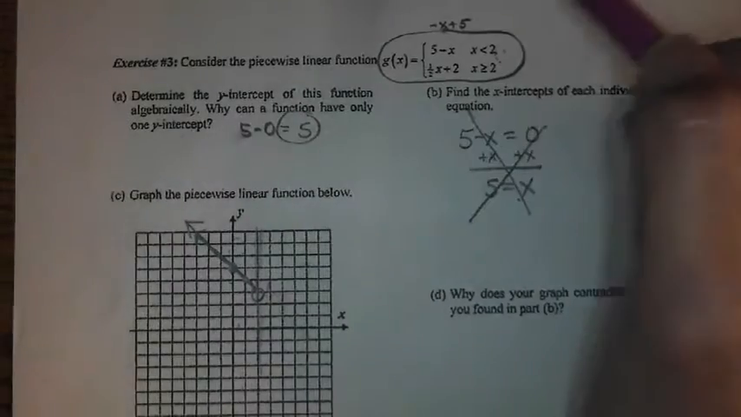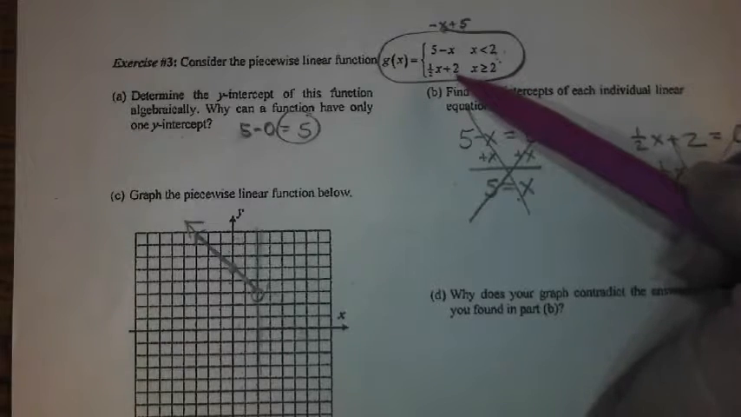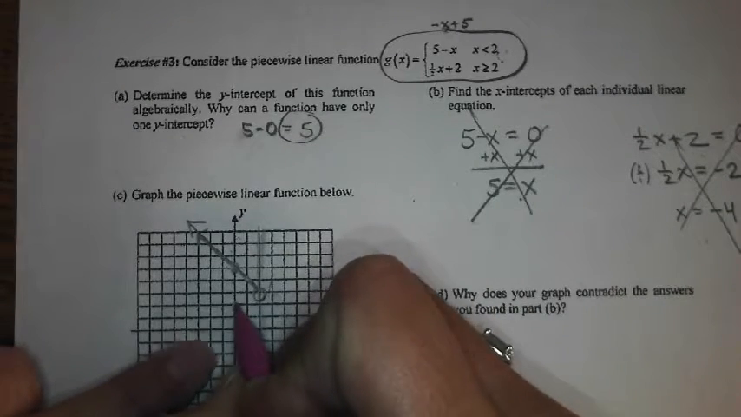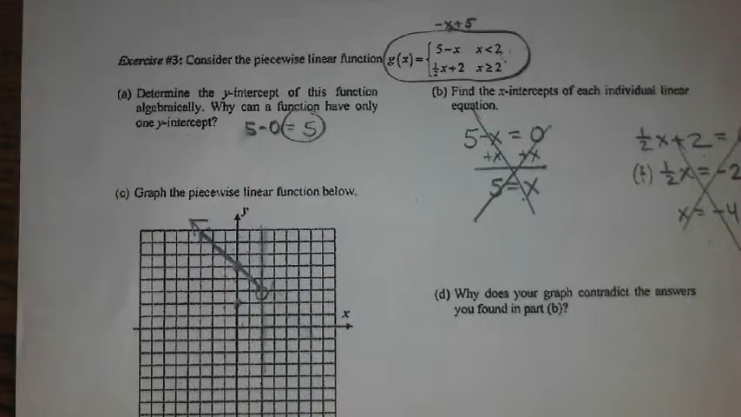Now the second line has a y-intercept of what, Aiden? 2. So I'm going to go to 2 there. And a slope of what? Fred?